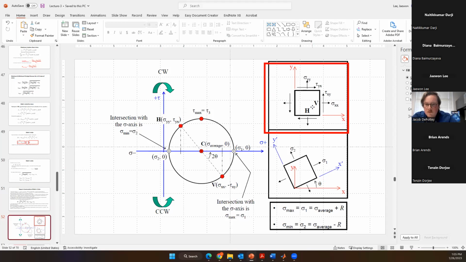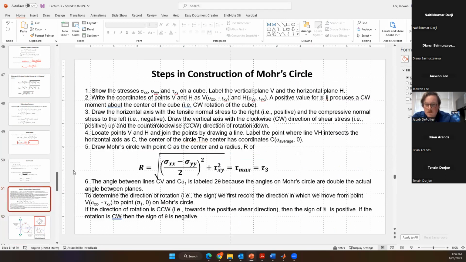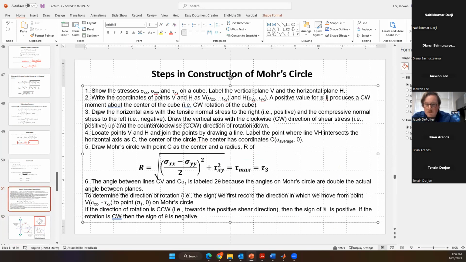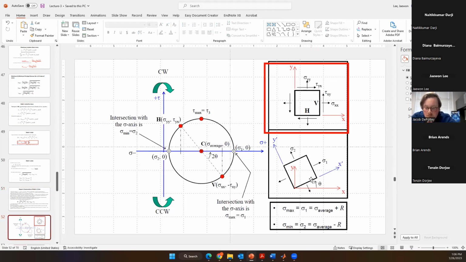So H and V. Through the horizontal axis, the normal stress to the right is positive and the compressive normal stress to the left is negative. And through the vertical axis, the y direction, the shear stress is clockwise, rotating down. So counterclockwise is the other way.